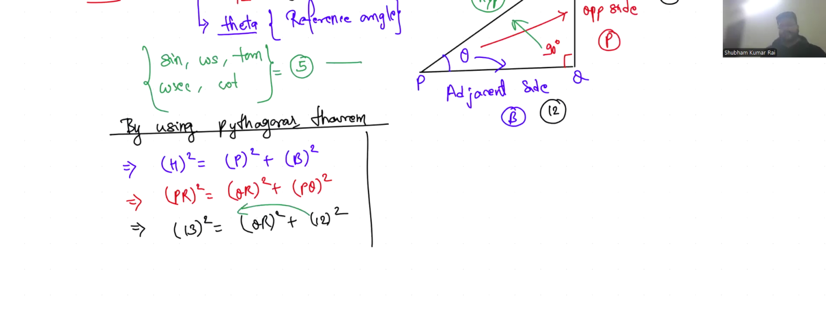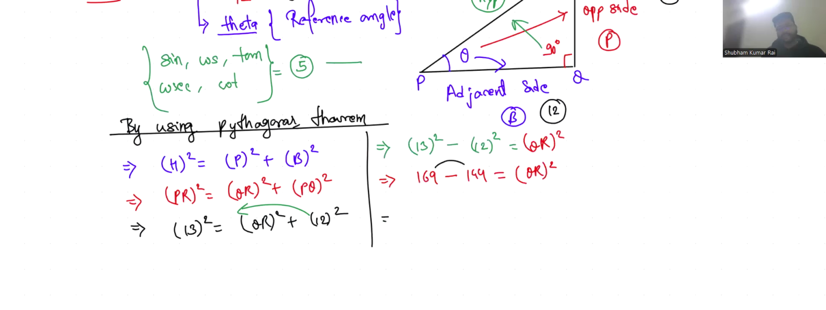So if I say that here it is 13 square minus 12 square, because positive will be transposed, it will become negative. So here it will be QR square, right? So 13 square is what? That is 169. 12 square is 144. And it will be QR square. If you just do the subtraction of this, you will be getting that is this. That will be 25. That is equal to QR square.